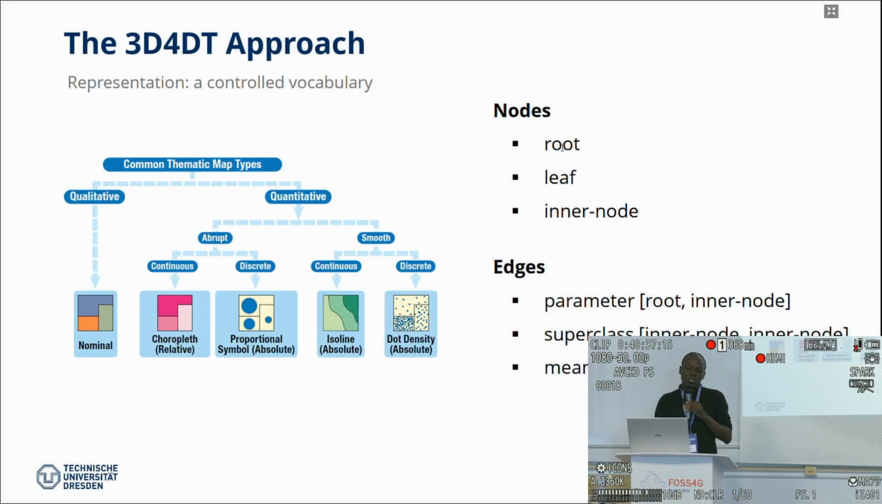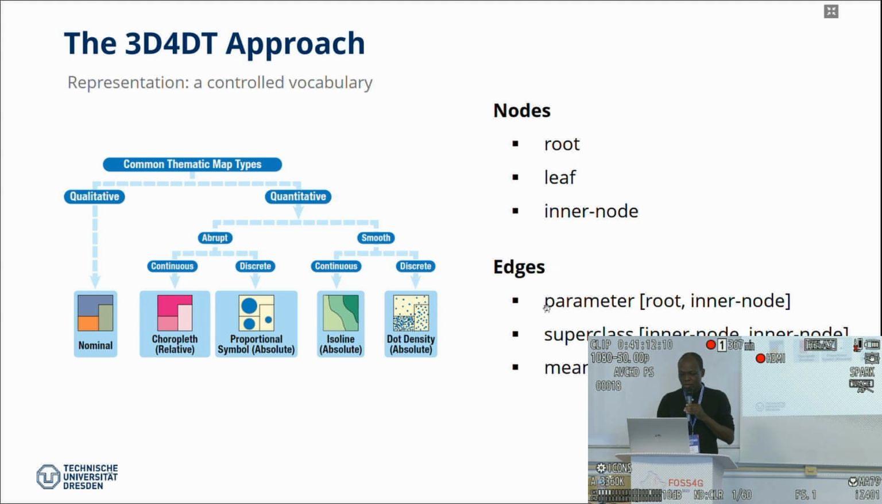You have a root, which is a node without a parent. That's basically this guy here. You have a leaf, which is a node without children. These are these guys here. And then you have inner nodes, which are neither roots nor leaves. Then you have edges, which connect nodes, right? So you have parameter, which connects a root and an inner node, superclass, which connects two inner nodes, and then meaningful, which is the connection between an inner node and a leaf.